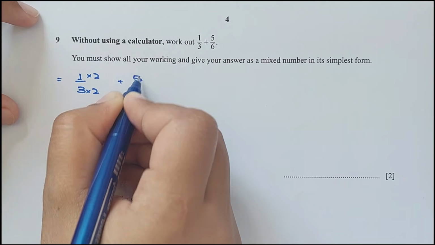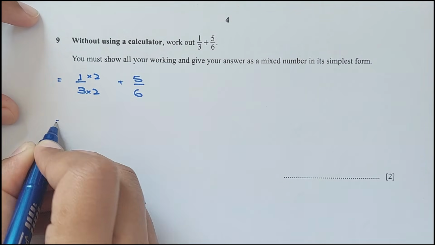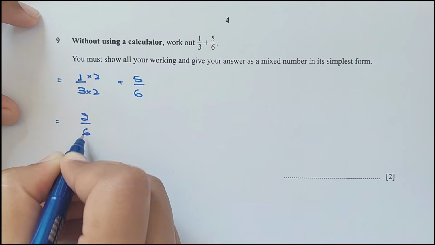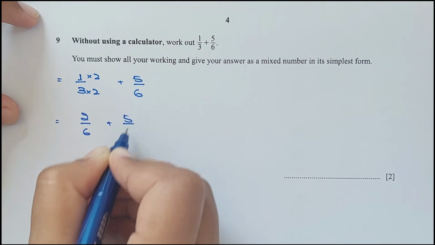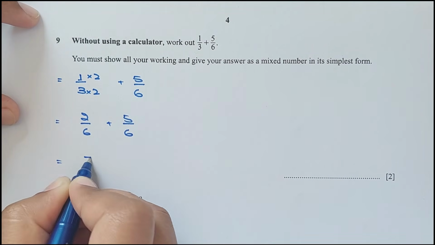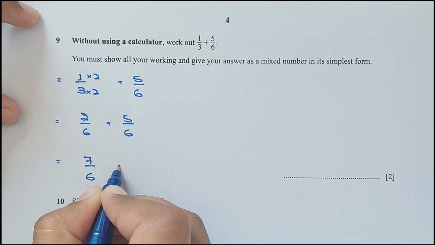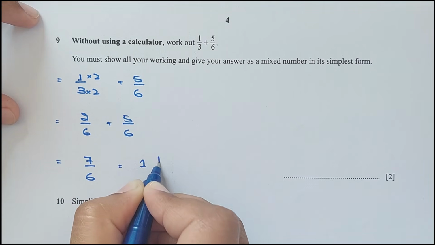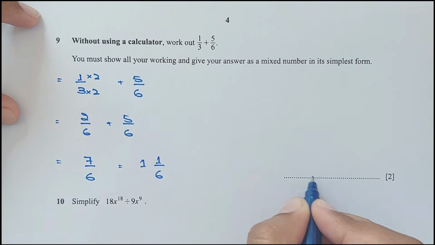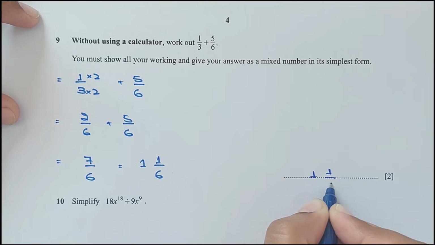And 5 out of 6 stays the same. So this would be 2 by 6 plus 5 by 6. 5 plus 2 is 7 by 6. And 7 by 6 as a mixed number is 1 by 6 in its simplest form.